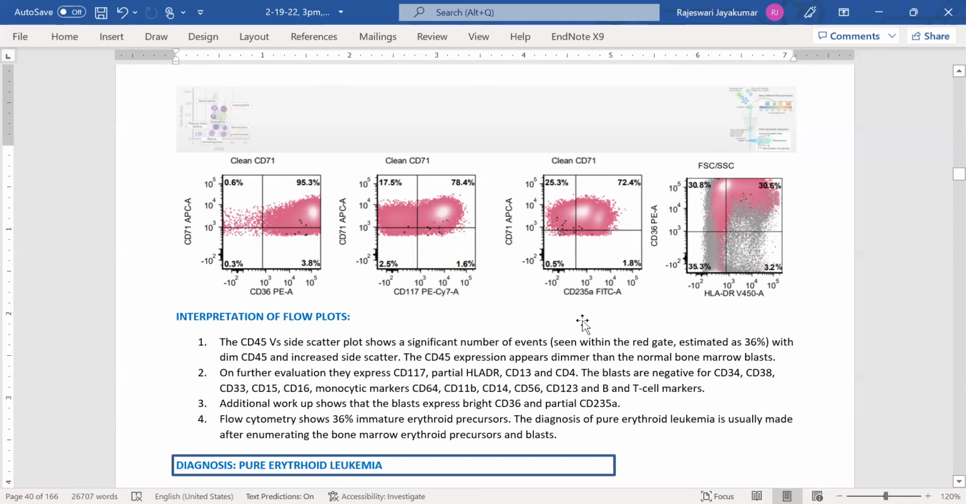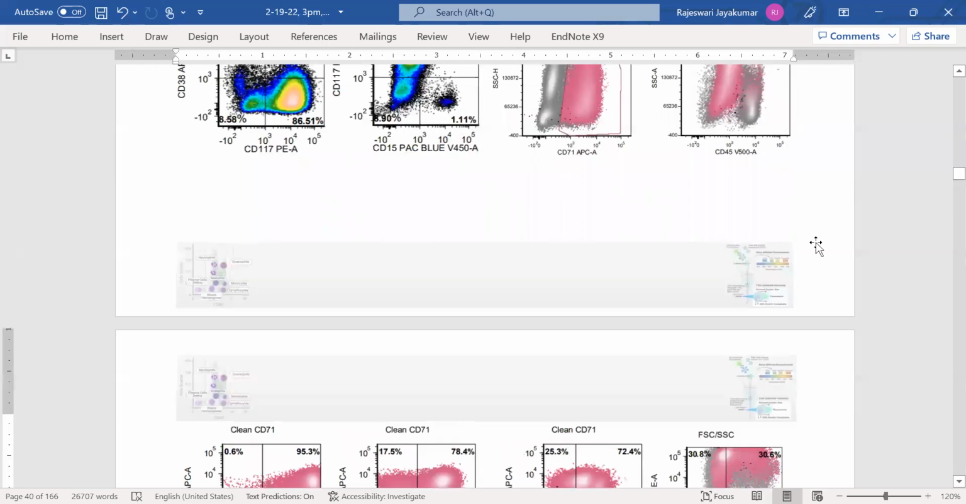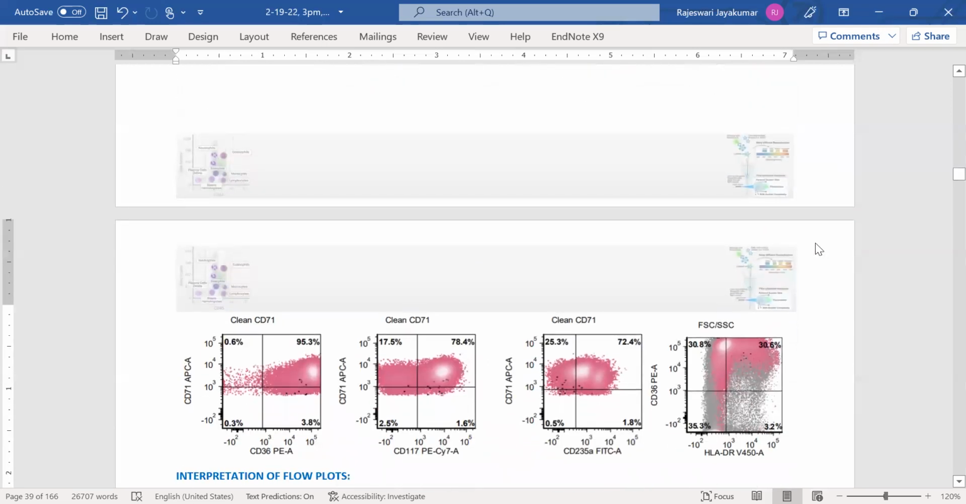235 is also another name for glycophorin. So they express partial glycophorin. And like we saw in the previous tubes, they are also partially positive for HLA-DR. And here again, we see the bright CD36 expression. So here we see that there is expression of erythroid associated markers like CD71 and CD36. CD71 and CD36 are very bright in the erythroid population. However, both of them are not specific for erythroblasts. CD71 can be positive on lymphoblasts, mature lymphocytes, a variety of cells. And CD36 can be positive on monoblasts, megakaryocytes.